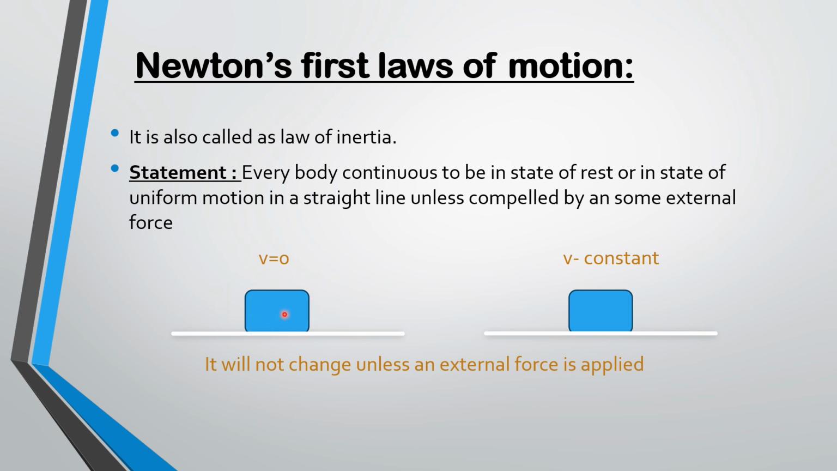Just consider it like that, then we will understand better. The object is very lazy, so we have to put a force on it, and only then will it move from one state to another. So it is called the law of inertia. This is Newton's first law of motion. Next we will move on to the second law.